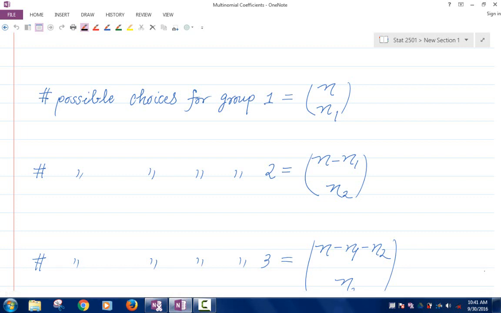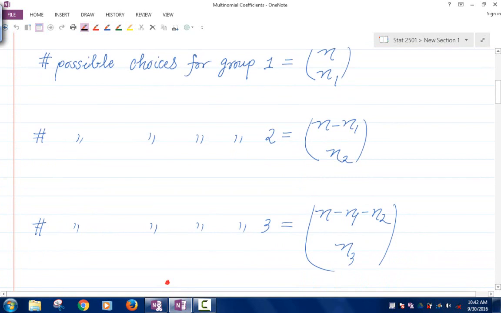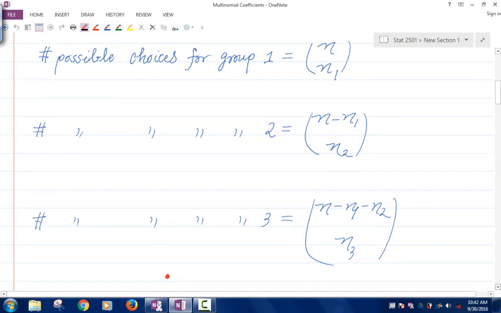Once you have chosen group 1 and group 2, how many objects are left? It will be the total number n minus the size of group 1 minus the size of group 2, right? Is everybody clear? So the number of possible choices for group 3 then would be n minus n1 minus n2 choose n3, right?